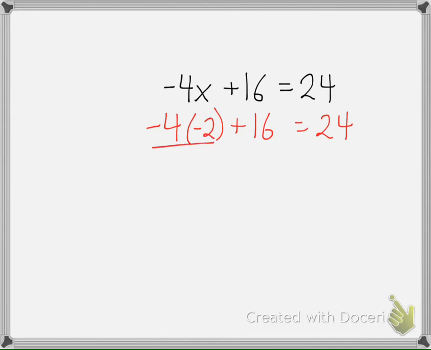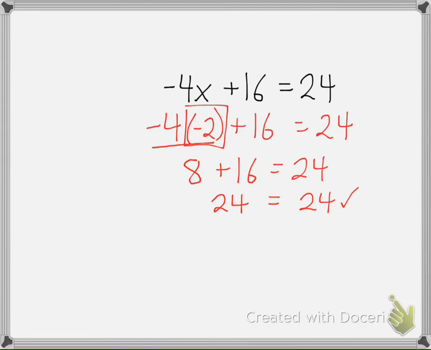Over here I do multiplication first, because by order of operations that gets done first. Negative 4 times negative 2, same sign, so it's going to be positive 8. 8 plus 16 gives us 24, and since that's what I wanted it to be, my check works out. The two sides are in fact equal, so that lets me know that my solution, negative 2, is really in fact the value of x that makes this true.